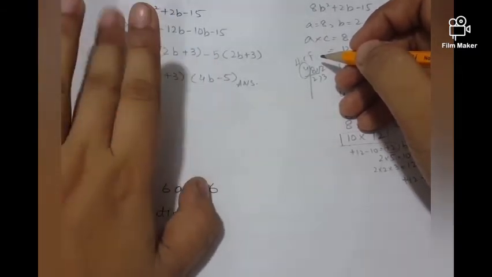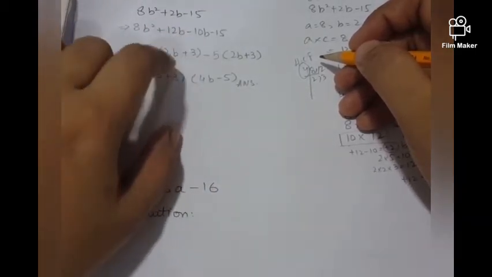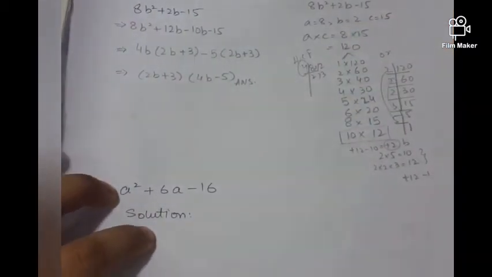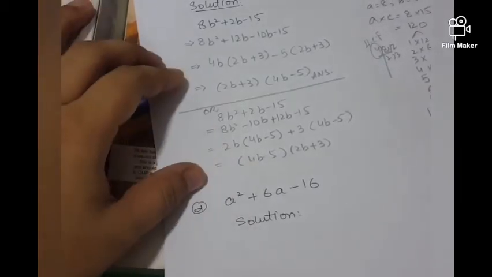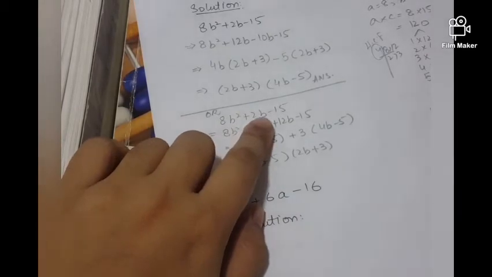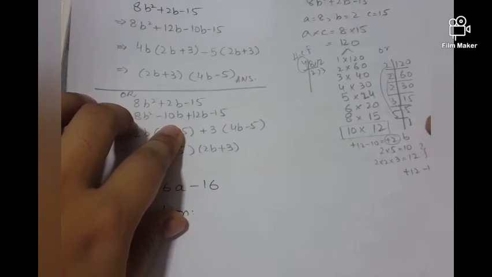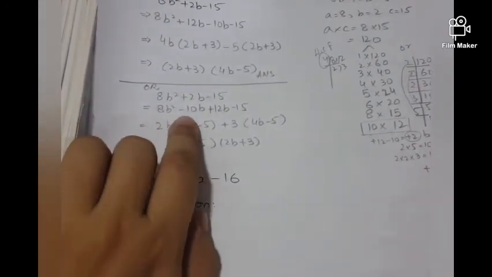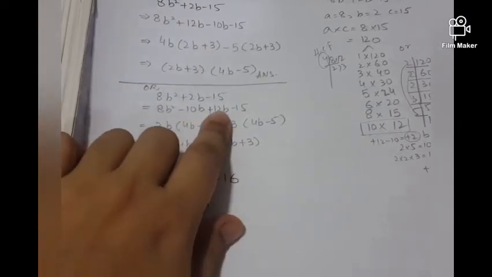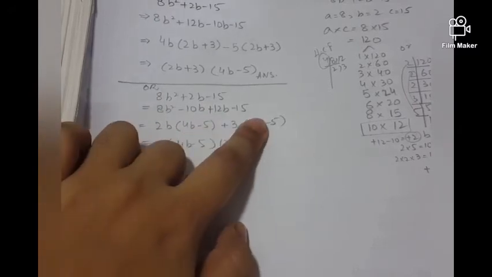This is my answer. No matter if you switch the places of the factors, it doesn't change your answer. I will show you how it is possible. So this is how it is possible, that 8b square plus 2b minus 15. Same procedure for the working, but instead of writing plus 12b first, I have written minus 10b here and plus 12b here. Then I paired the first two terms and the last two terms.